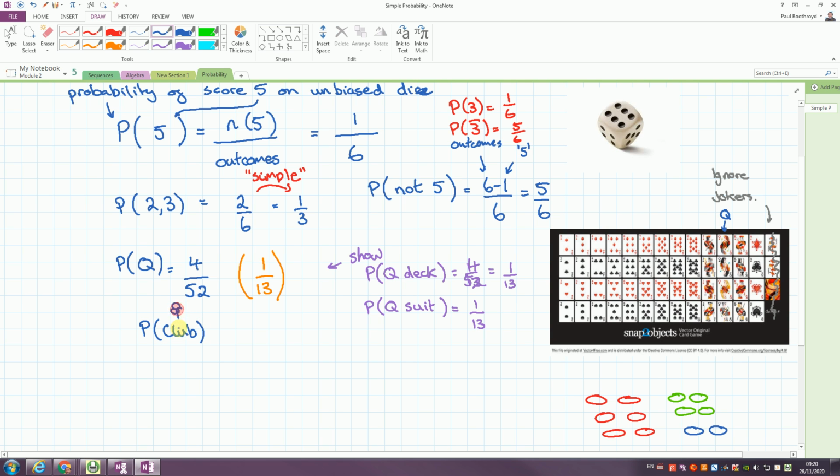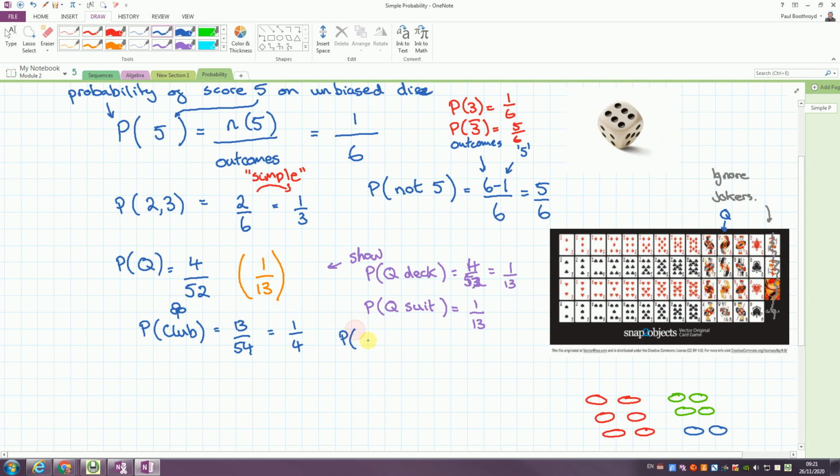Clubs: how many cards in the suit? 13 out of 52, which simplifies to 1 out of 4. Yes, we've got 4 suits that are the same size. Again, we've got the same probability.